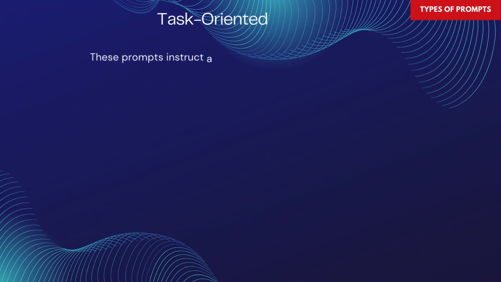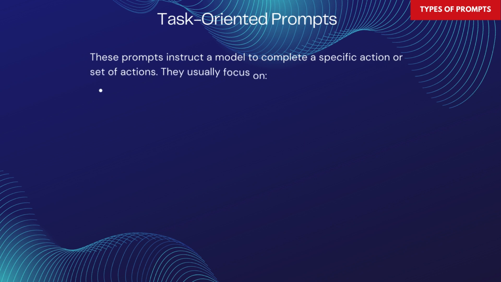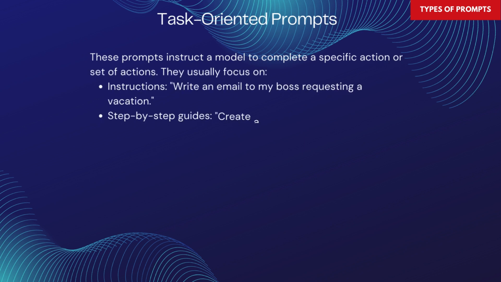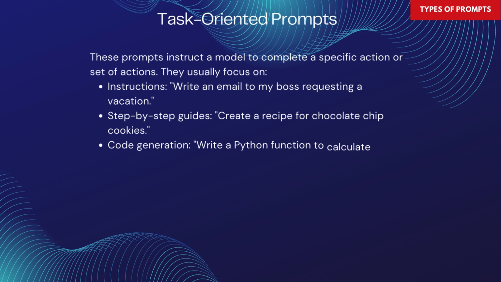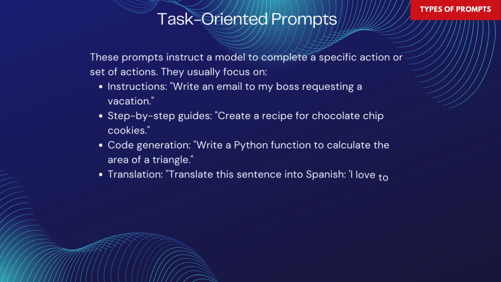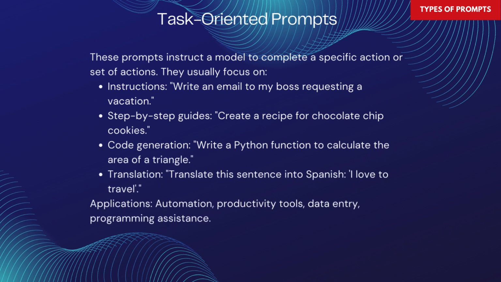2. Task-oriented prompts. These prompts instruct a model to complete a specific action or set of actions. They usually focus on instructions. Write an email to my boss requesting a vacation. Step-by-step guides. Create a recipe for chocolate chip cookies. Code generation. Write a Python function to calculate the area of a triangle. Translation. Translate this sentence into Spanish.